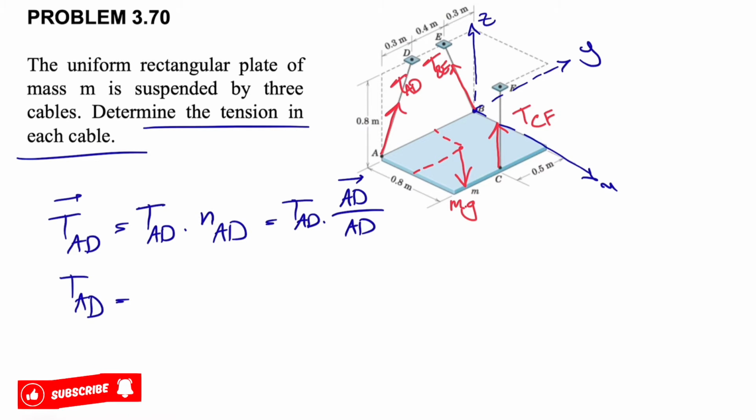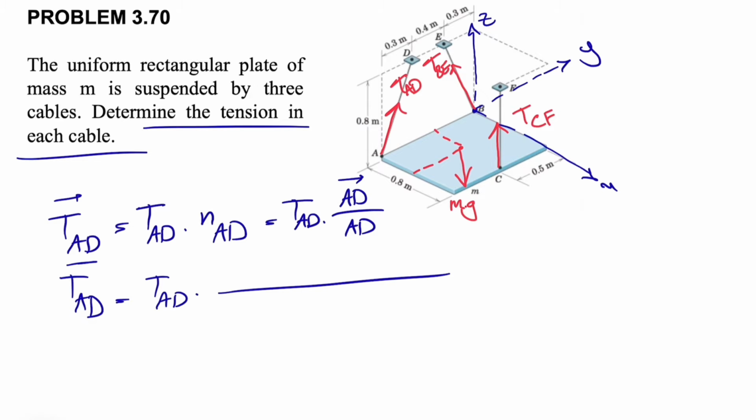For TAD, we have to find the coordinates of D and subtract the coordinates of A. Looking at this, we'll see for the X component, since AD is in the YZ plane, there is no X component. Looking at the Y, we are moving 0.3 meter, so let's consider this as the positive side for Y. Now that we consider our Y in this direction, we are going in the opposite way of the Y axis, which means minus 0.3, moving from A to D.